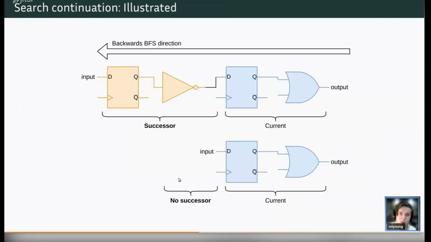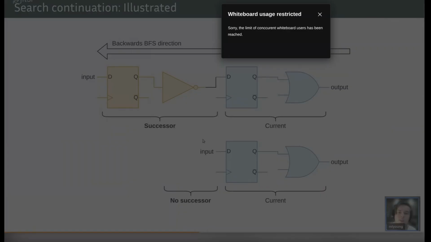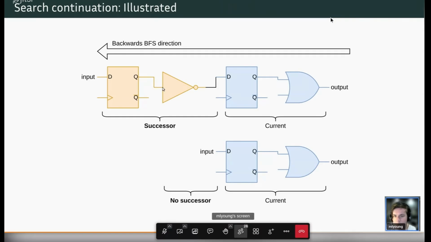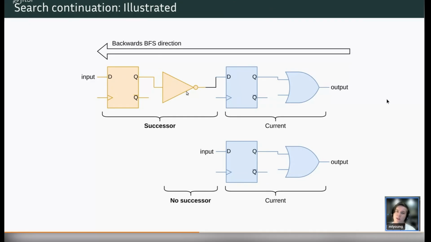And that will sort of look like this. You can see we have this backwards BFS direction that goes through, and if we're on this current cell here, we could detect a successor, and in that case, we need to continue and make another cone. But in some cases, we might not have a successor, and that's fine. We don't have to continue.